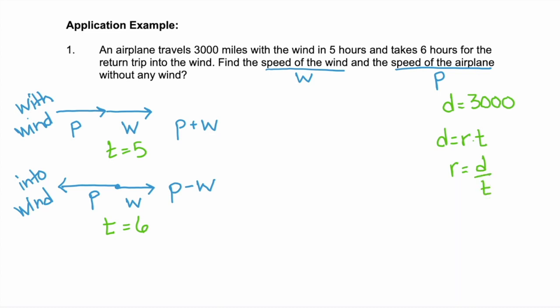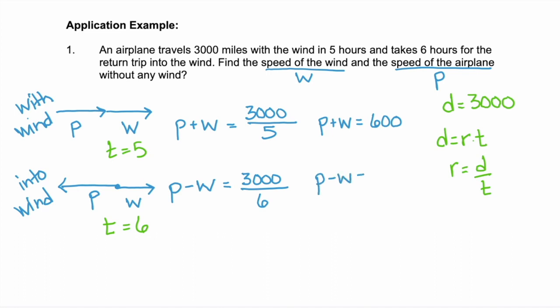So our first equation here with the wind, the plane plus the wind equals our rate, and that travels a distance of 3,000 miles per 5 hours. Or we can simplify, P plus W equals 600. And then when we're traveling into the wind, we're still traveling 3,000 miles for our distance, but our time is 6 hours. So then plane minus wind, that speed goes 500 miles per hour.